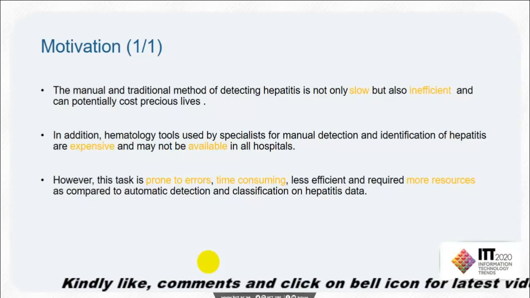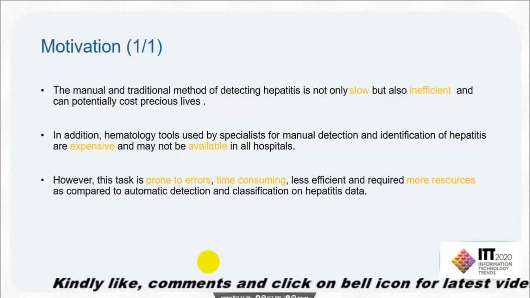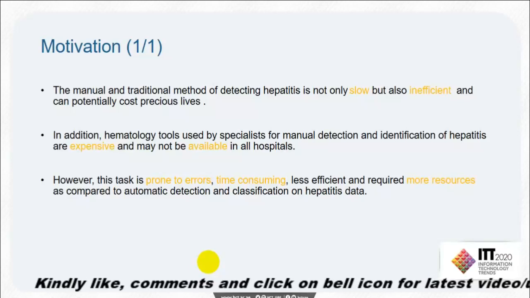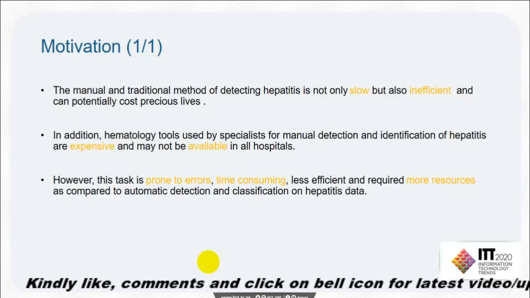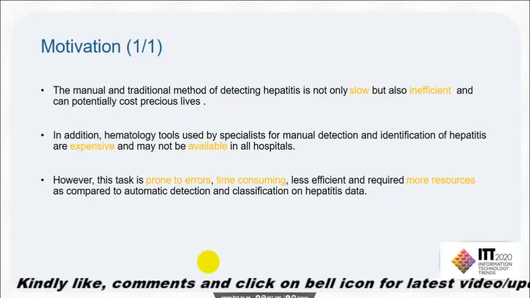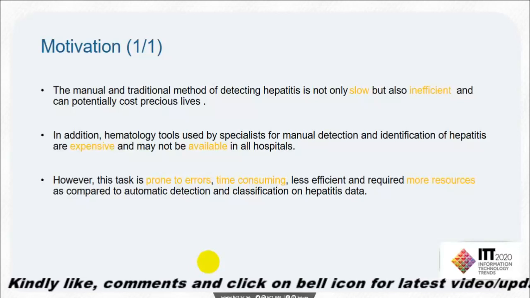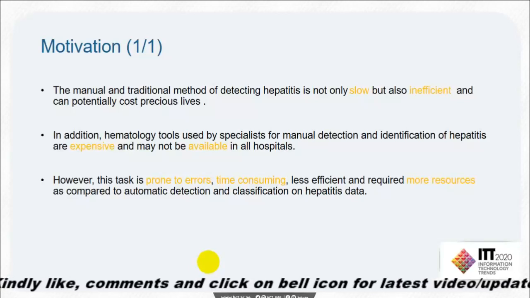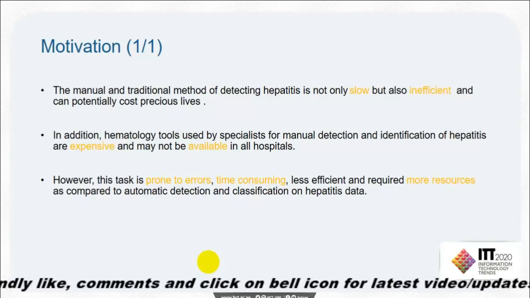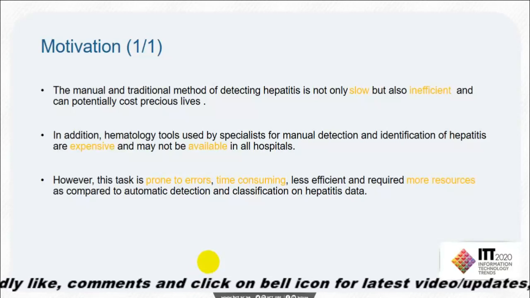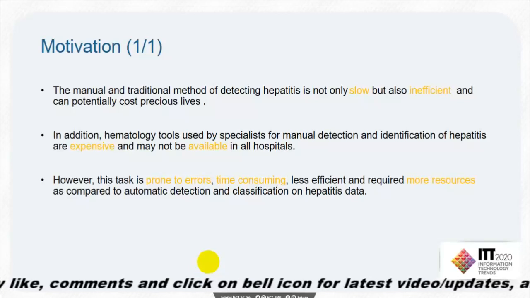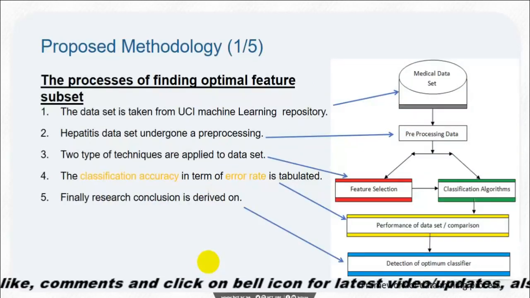Motivation. The manual and traditional method of detecting hepatitis is not only slow but also inefficient and can potentially cost precious lives. In addition, hematology tools used by specialists for manual detection and identification of hepatitis are expensive and may not be available in all hospitals. This task is prone to error, time consuming, less efficient, and requires more resources as compared to automatic detection and classification of hepatitis data.